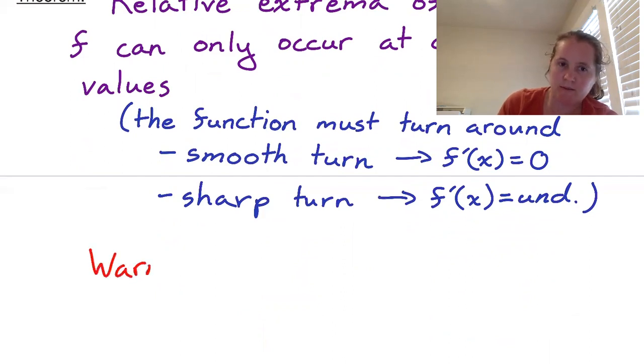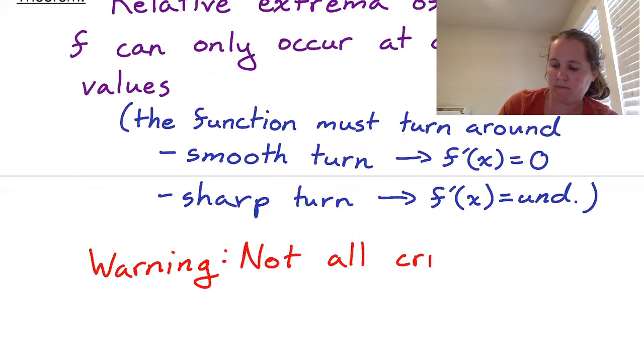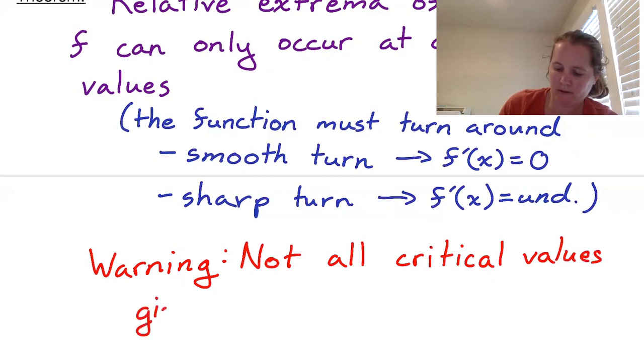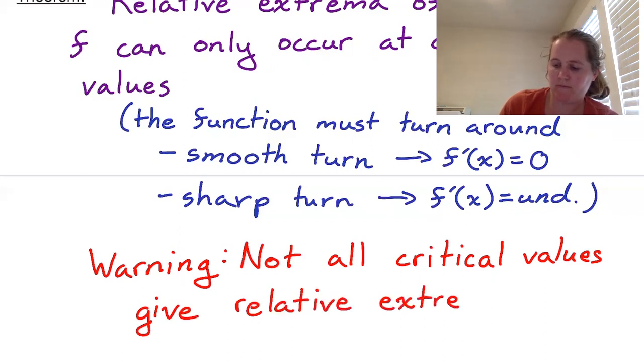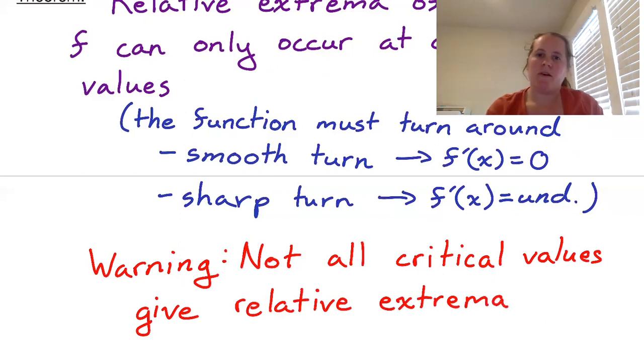So, quick warning: not all critical values give relative extrema. But the main thing we do have is that if we are looking for relative extrema, we can narrow down where they might occur by looking for our critical values.